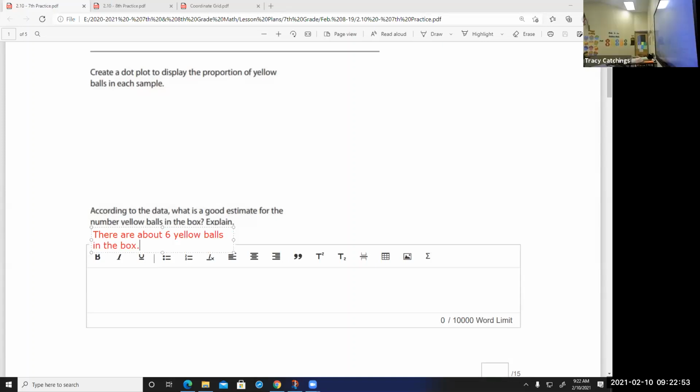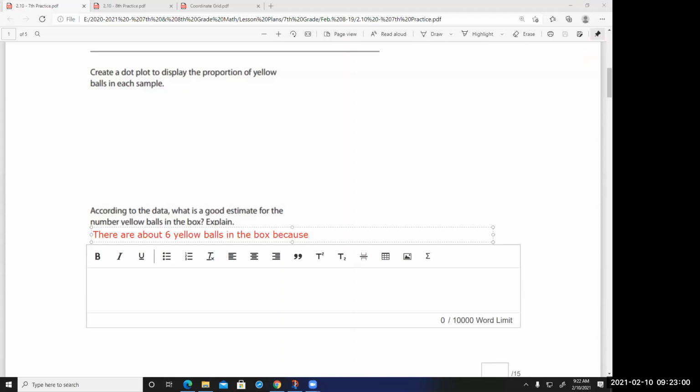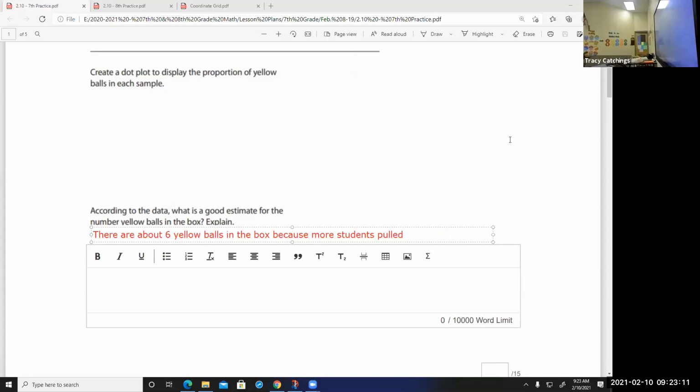Why can we say there are about 6 yellow balls in the box? Because there were more six yellow balls than 5. More students pulled 6 yellow balls. Great job, Joseph. Any questions about it?